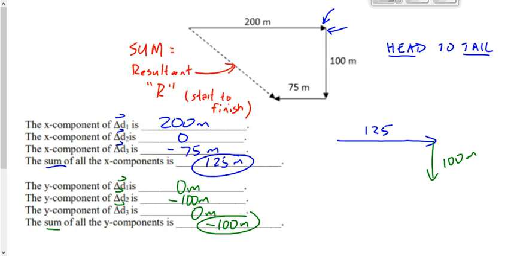Notice, guys, these are drawn head to tail, right? The head of the blue vector to the tail of the green vector. Now, my resultant, look at that resultant. Doesn't that look a lot like this resultant? If I had drawn it to the same scale, it should look exactly the same. But now it's easier to find because I have a nice right-angled triangle.